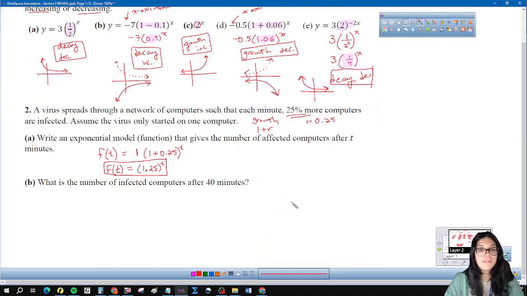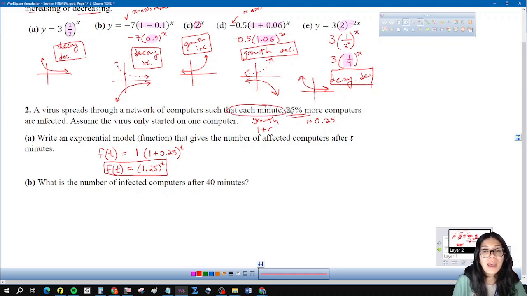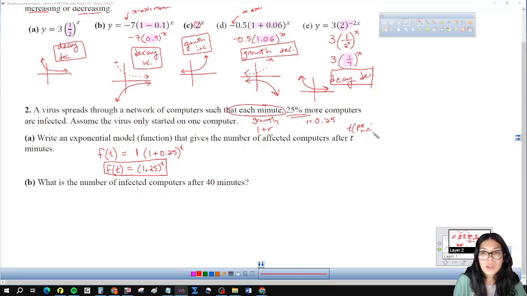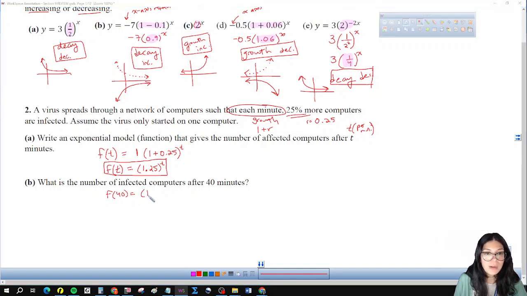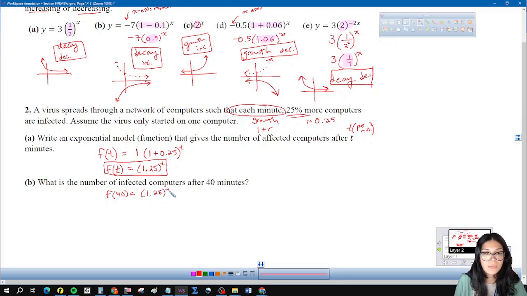Okay, what is the number of infected computers after 40 minutes? Remember, t here is going by every single minute. So we have 25% more computers being infected every minute. So t here is per minute. So when we're saying how many are infected after 40 minutes, that means that t would be 40, since 40 minutes have passed. So here I'm finding what f of 40 equals, which would be just finding what 1.25 to the power of 40 is.